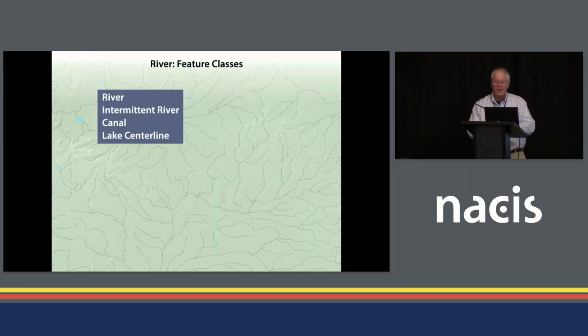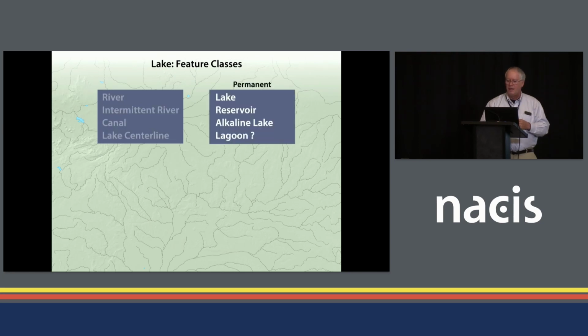Let's talk about feature classes. These feature classes will look familiar to you if you're using Natural Earth: rivers, intermittent rivers, canals. We have a few of those, like centerlines if you want to remove the reservoirs to make a historical map. For intermittent rivers, I'm usually relying on atlases and older map sheets for that information. Then there's the permanent lakes that we show: lakes, reservoirs, alkaline lakes, and I'm thinking about maybe having a category for lagoons. That's still up in the air.